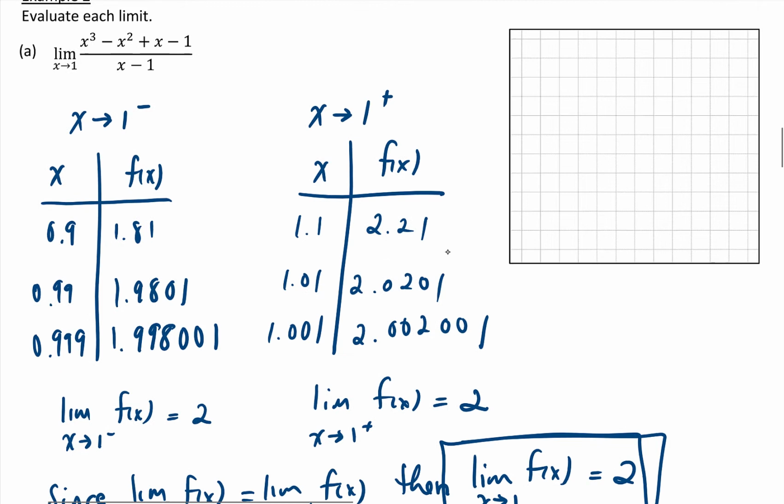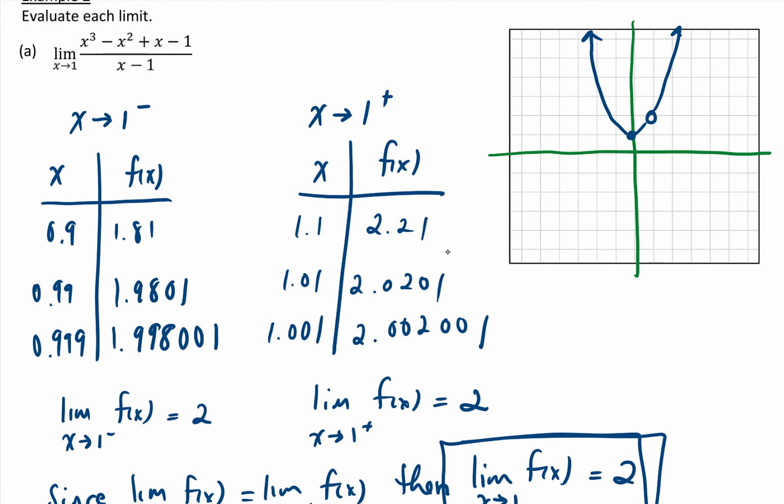So what does this graph look like? This graph actually looks like a parabola with a vertex at (0, 1), and then it has a hole at (1, 2). So as you approach 1 from the left and from the right, the height of the graph approaches 2. But if you actually evaluate this function f at 0, we would get 0 over 0. So the function is undefined at 0, however the limit exists.